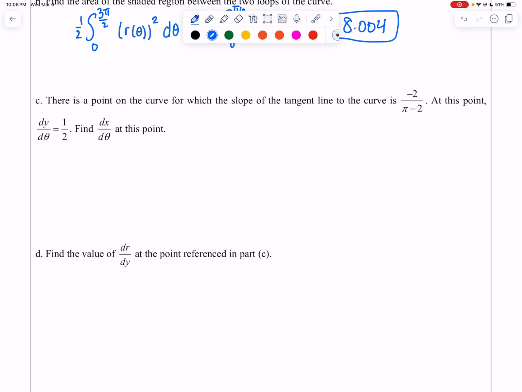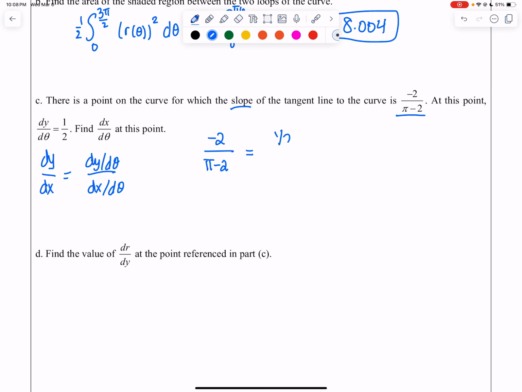So what we know so far is that this is the slope, meaning that this right here is dy dx, which means that, remember, dy dx is equal to dy d theta over dx d theta. Lots of good multiple representations in these FRQs, using chain rule and then using different formulas for slope. It told us that the slope is -2 over pi minus 2, and it also told us that dy d theta is 1/2. So we just got to figure out what dx d theta is right here.